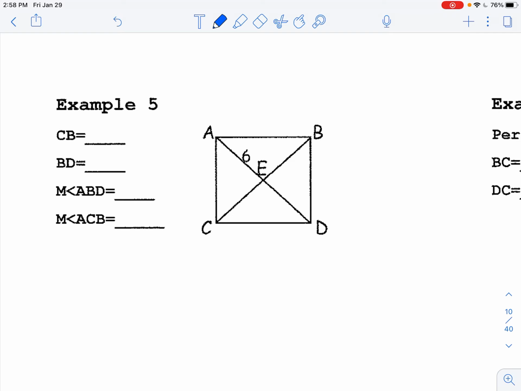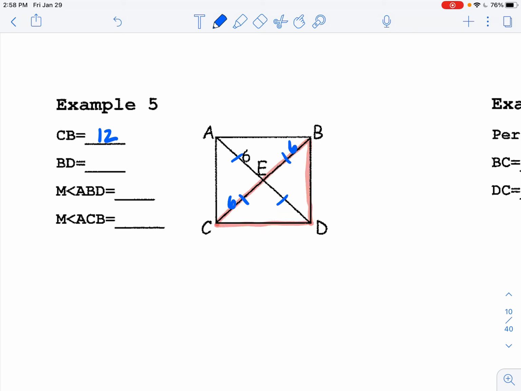All right, let's take a look at example 5. Okay, so in example 5, the diagonals are congruent and they are perpendicular bisectors and they are angle bisectors. And in a square, each of those angles is 90. And so if I want to know what CB is, well, these are each 6, so that's going to be 12.